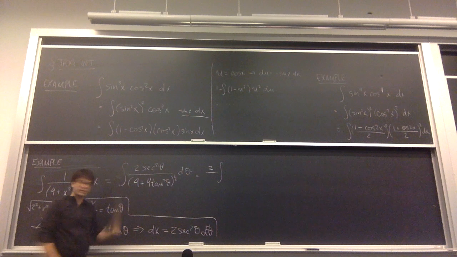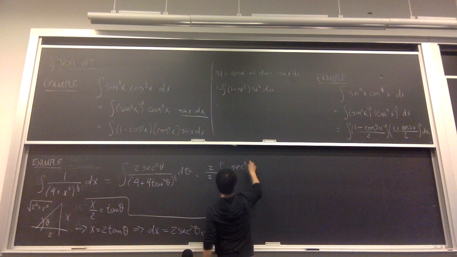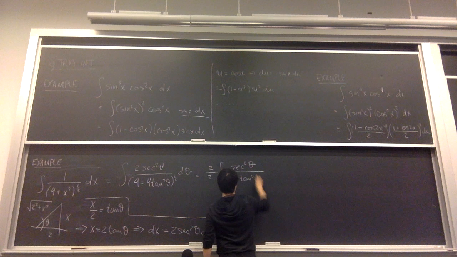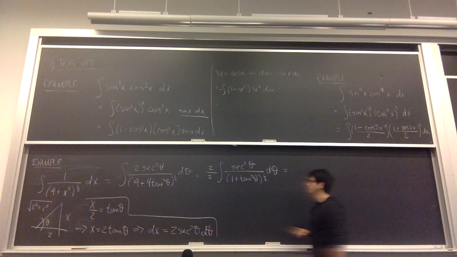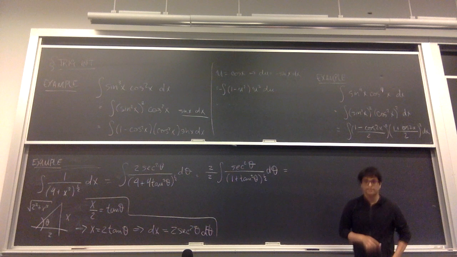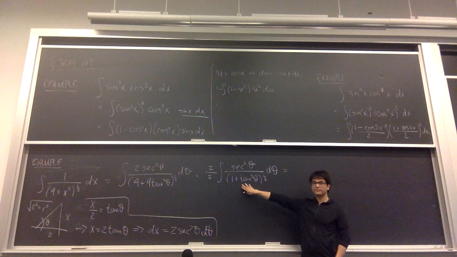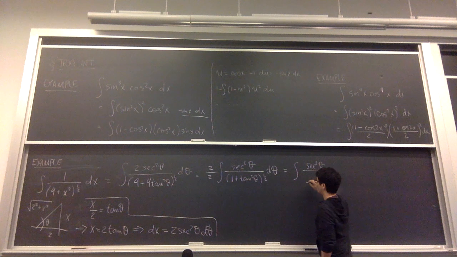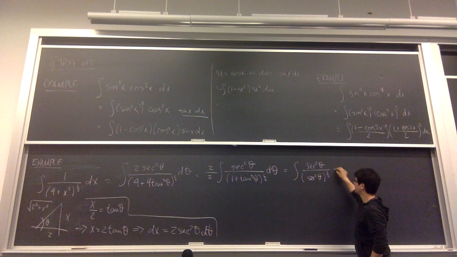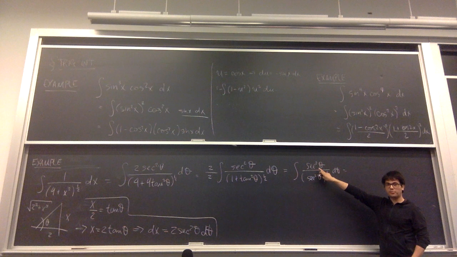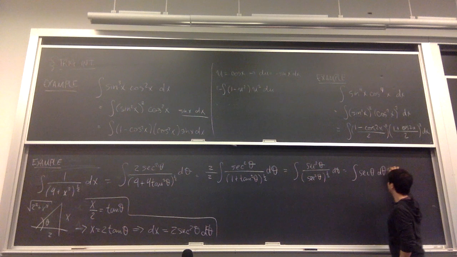Top, we're going to have secant squared theta. Bottom, we're going to have 1 plus tan squared theta to the half. And from yesterday, what did we learn? How do I go from here? Didn't write it on the board, but yes. What is this? Secant squared. So you get secant squared theta over secant squared theta to the half d theta. So that just becomes a secant theta. If I divide it out by that, this whole thing ends up being secant theta d theta. Agree?